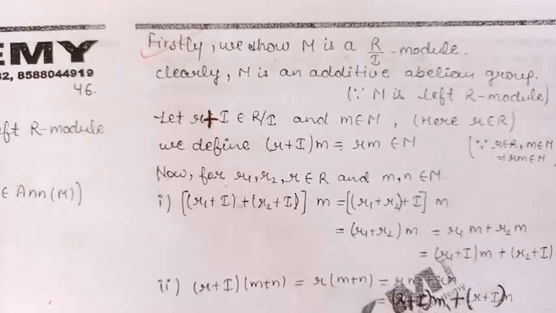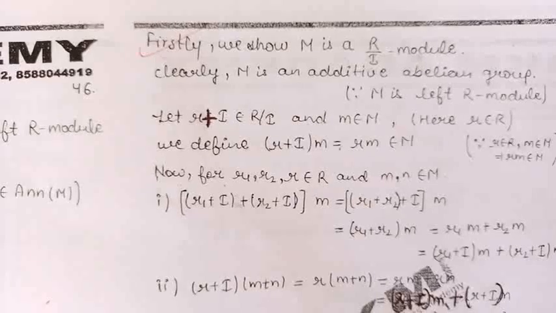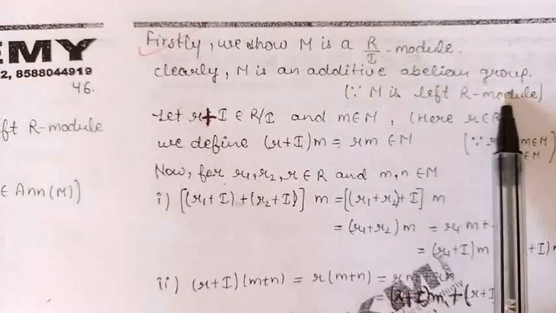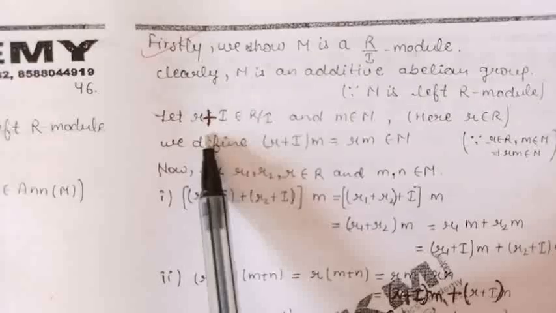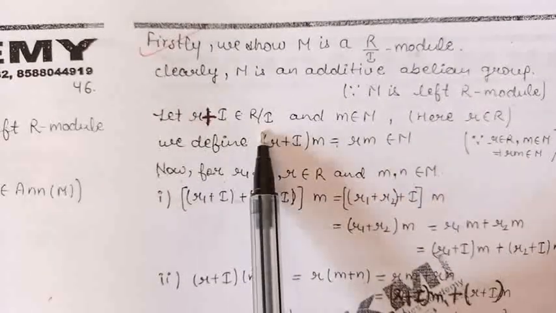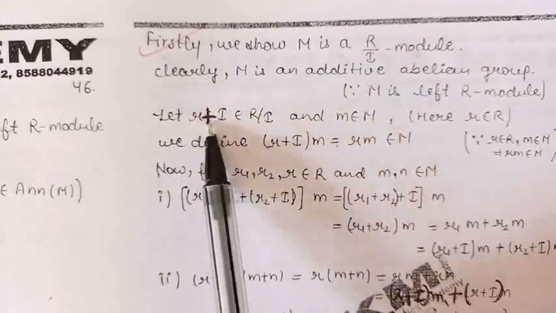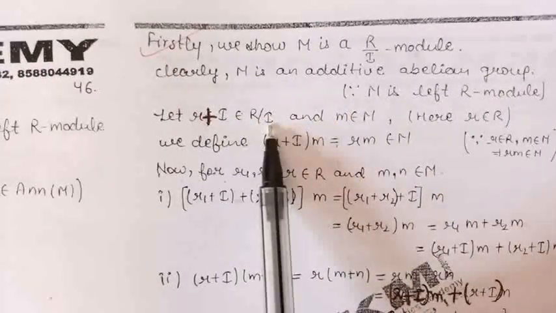So, according to the conditions of a module, first of all, we will have to check that M is an abelian group under addition. Now, because we are given M is a left R module, by definition, M is an additive abelian group. Now we are to define the scalar multiplication. So let us take an element from the ring R by I. Elements of the quotient ring are in the form of cosets. Let us take r belonging to ring R. Then r plus I is a coset belonging to the quotient ring R by I.